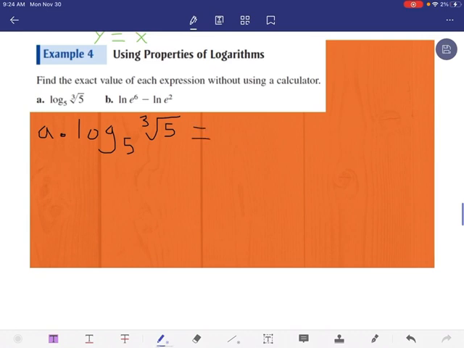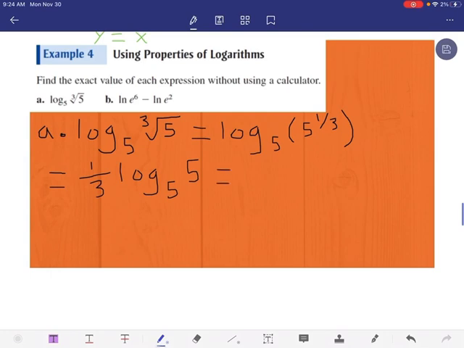So notice here, we could rewrite this as 5 to the 1/3. And then we could do this one of two ways. We could either use that little property that I just showed us and just say that this is 1/3, or if we brought that 1/3 to the front using our power property, then we have log base 5 of 5. Well, 5 is to the first power, so log base 5 of 5 is just going to be 1, and then 1/3 times 1 is just 1/3. Either way, we get 1/3.